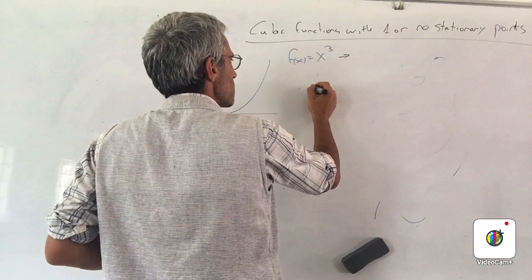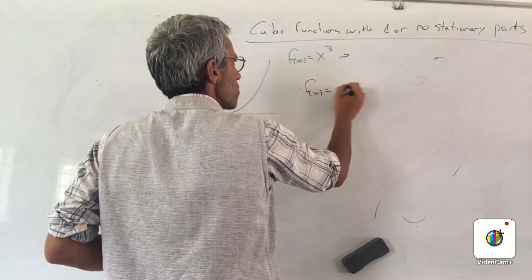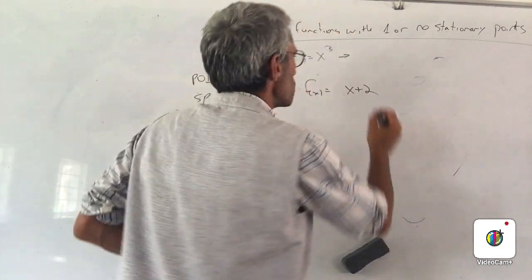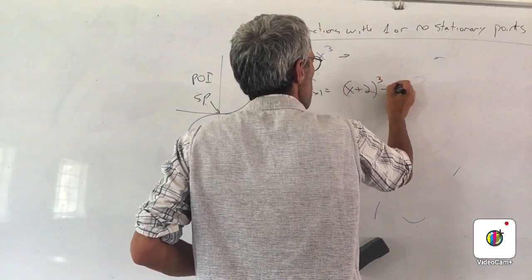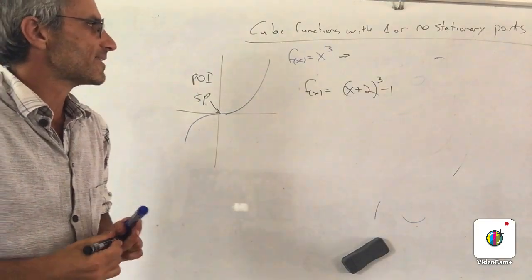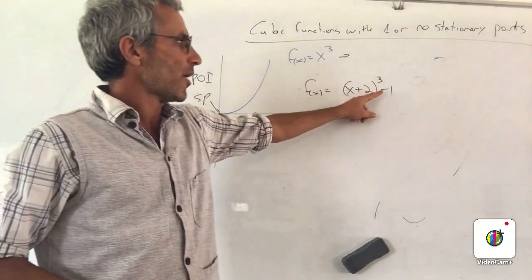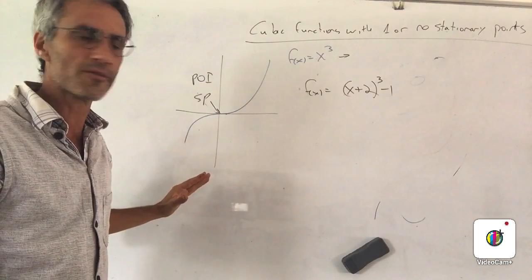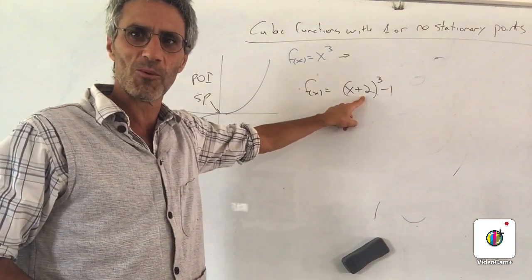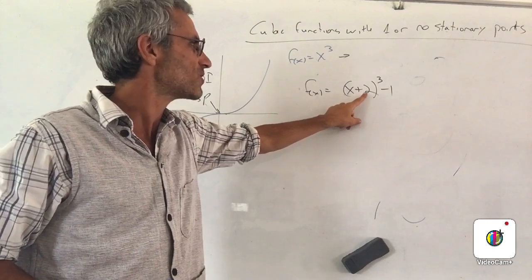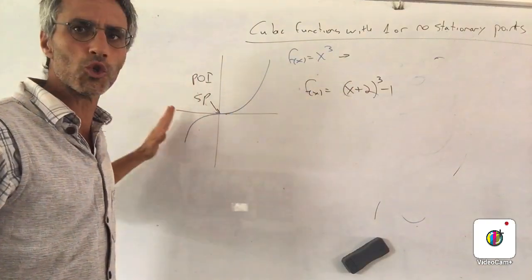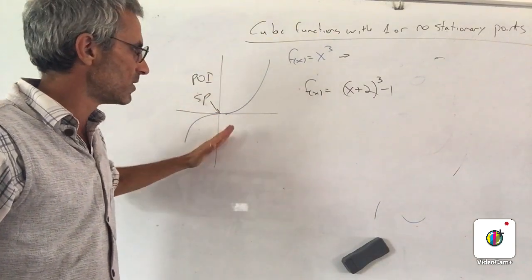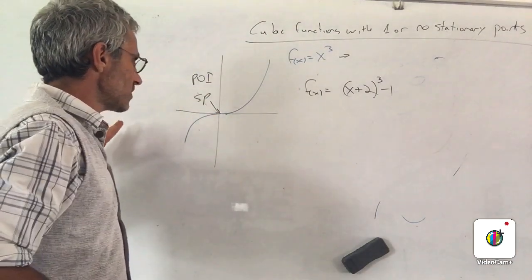If I turn this into f of x equal to (x plus 2) cubed minus 1, what I essentially did, I moved the whole graph, shifted it down by 1, that's a vertical shift, and the plus 2, if you remember, with the horizontal shift it's kind of in reverse, I shifted 2 units to the left. So this graph is shifted down and to the left.